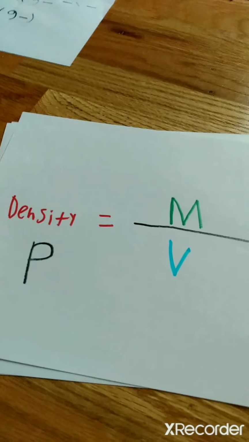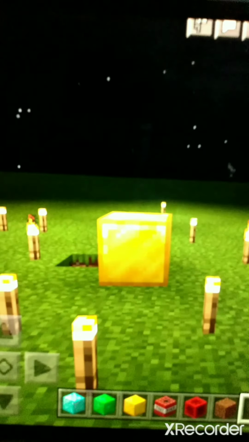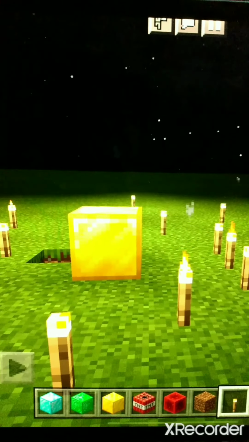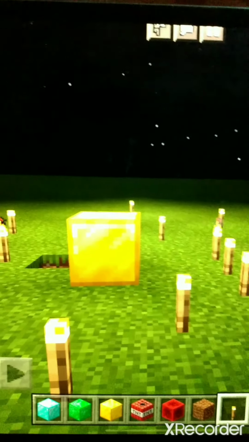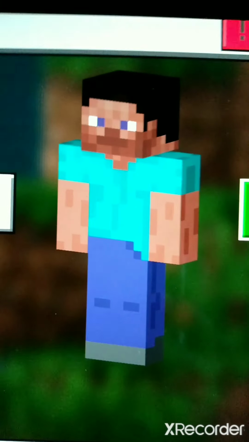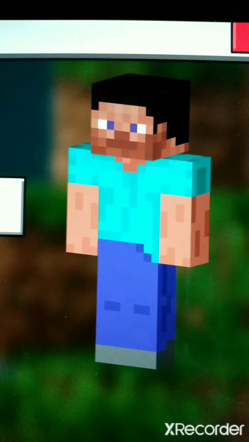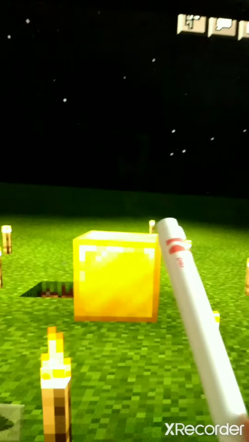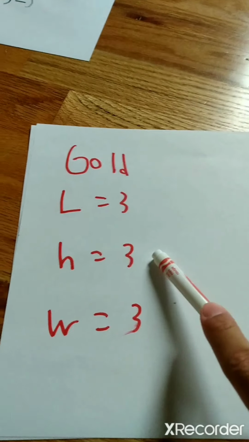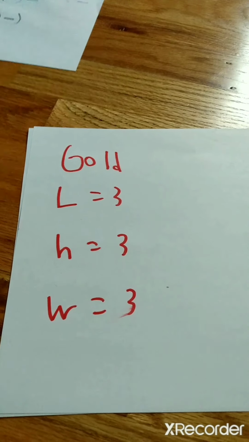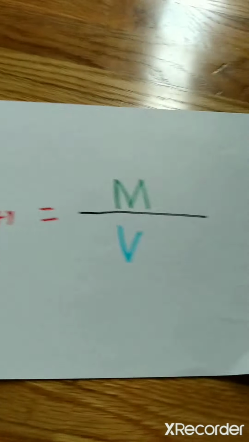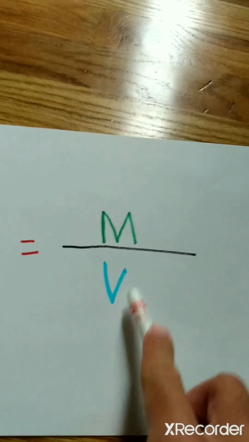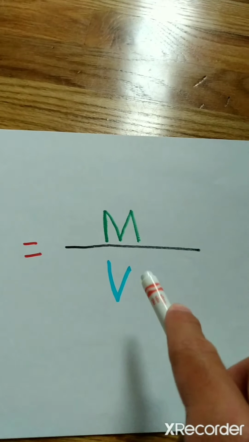In Minecraft, blocks would actually be 3 feet in length, width, and height. If Steve was in the real world, he would be 6 feet tall. So the blocks in Minecraft are half his height, and it would take 2 to be as tall as him. The length is 3 feet, the height is 3 feet, and the width is 3 feet. The reason we mention this information is that we're going to be working with the volume. We're trying to find the volume of that gold block first.